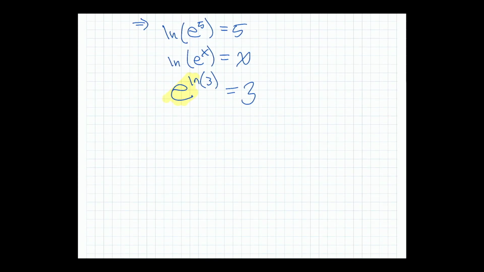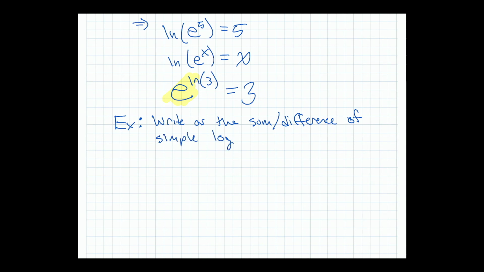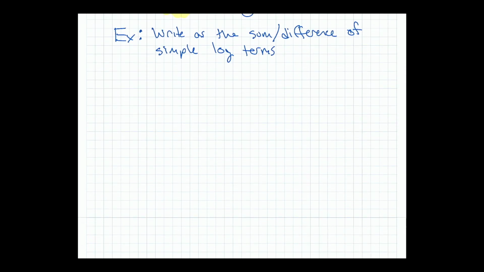Now, the first problems that you get involving those properties are probably not going to be stuff like this. They're probably going to be simplifying logarithmic expressions or something similar. So you'll get something like this. Example: write as the sum or difference of simple log terms. And I'll say what I mean by that in a second.